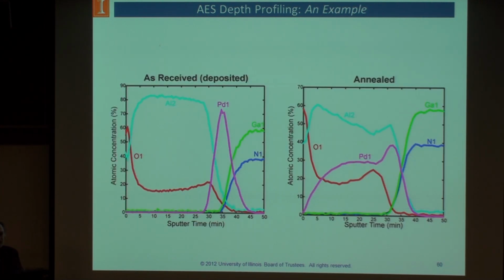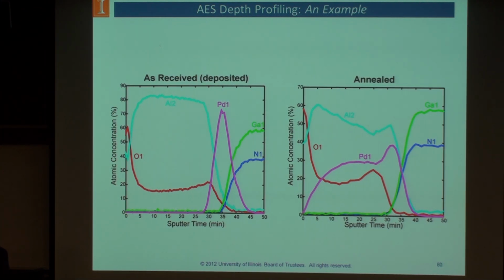So they wanted to study this material before and after annealing. You'll see that during the annealing process, a lot of the palladium diffused into the aluminum. This group, I believe, was trying to make ohmic contacts on the gallium nitride, and palladium diffusing in would interfere with the electronic structure of the contact and might alter its properties.